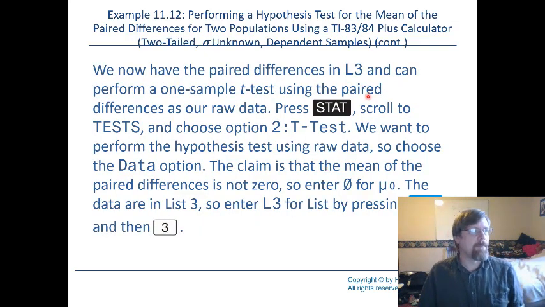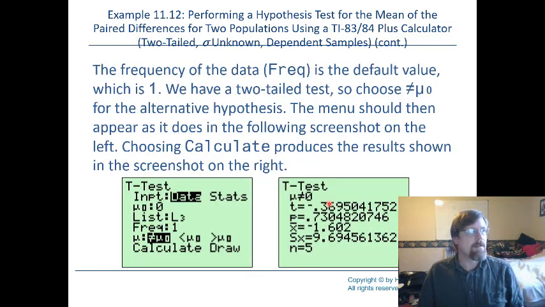We can tell it to go to statistics test. We want to do a t-test. Tell it we're doing raw data. Claim is that it is not 0, so we need to enter 0 for the null claim. Tell it that we're looking at list 3 for the data. Two-tailed test, we want to choose that not equal to 0. That should be our research hypothesis test that we're showing.